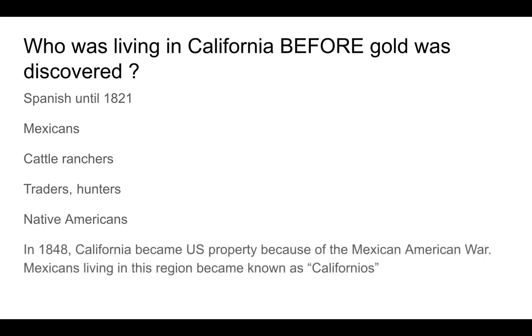If you know anything about what happens right before the gold rush, that is the Mexican-American War. So this is from 1846 to 1848. And so the Americans are victorious here. So Mexico loses this war. And this is when California becomes property of the United States.